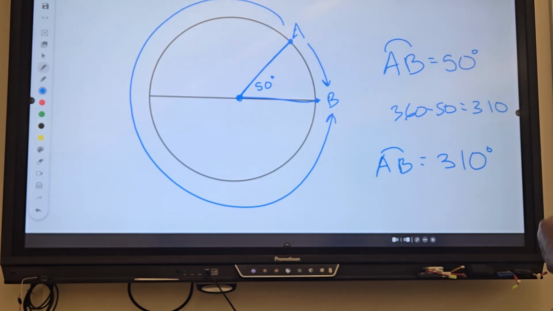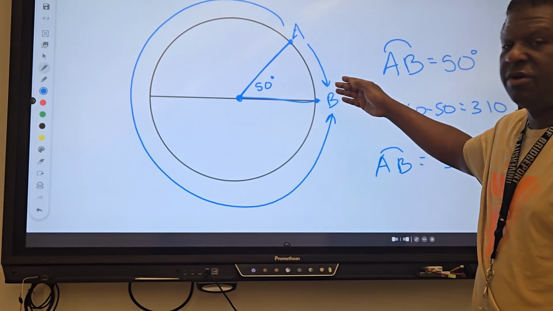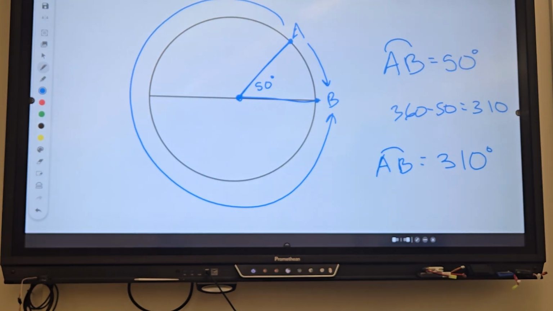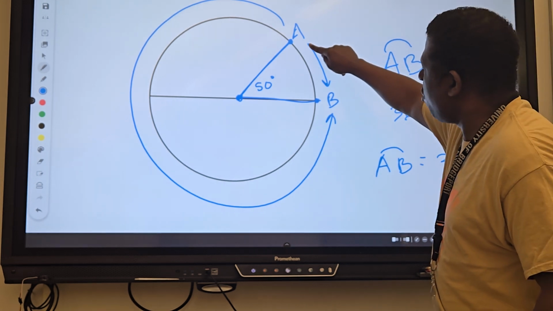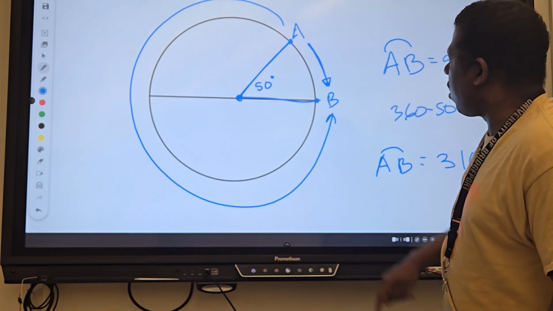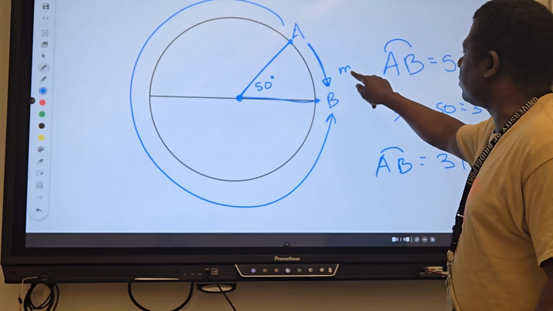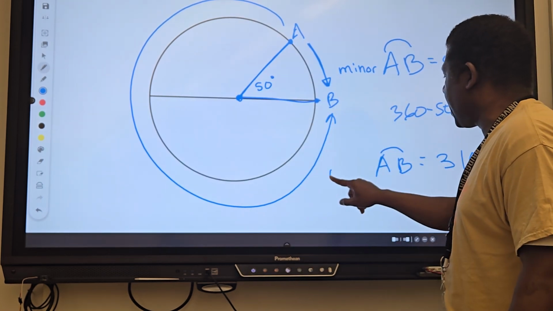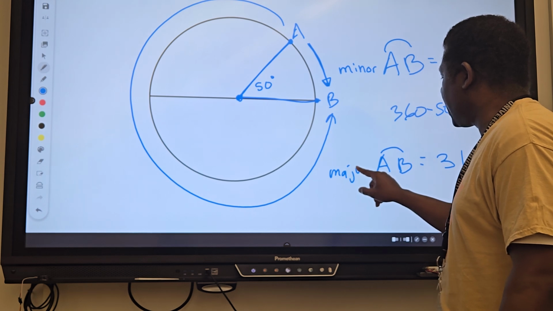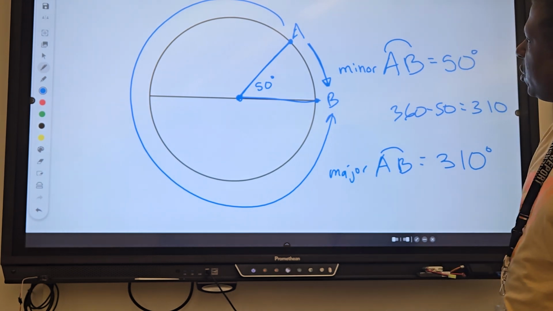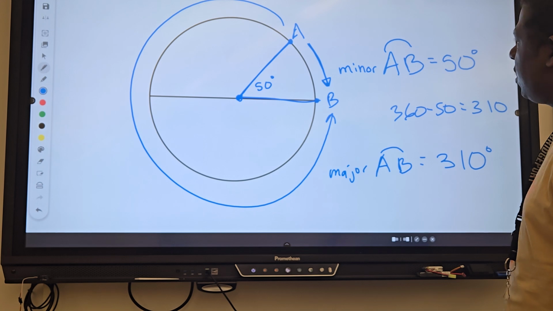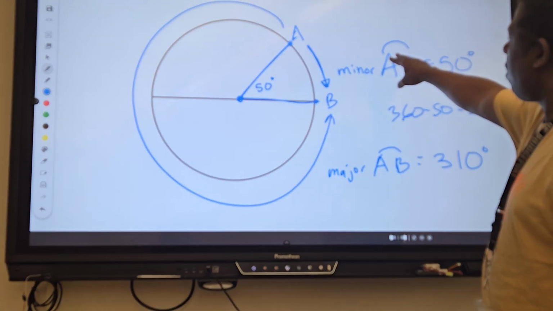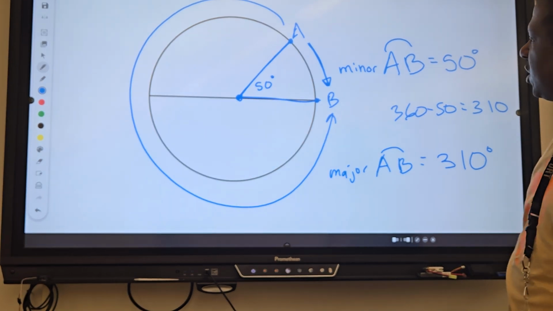Now, how do you distinguish AB going this way versus AB going that way? There are two ways we can do that. The smaller arc measure, we would call that minor. And the longer route, we would call that major. So if someone is asking you for minor AB, you know it's the shorter way, and the long one would be major. Now, a minor arc measure is always going to be less than 180 degrees.